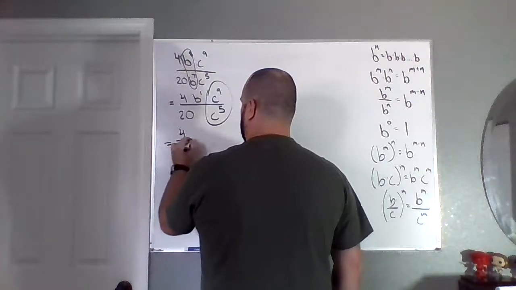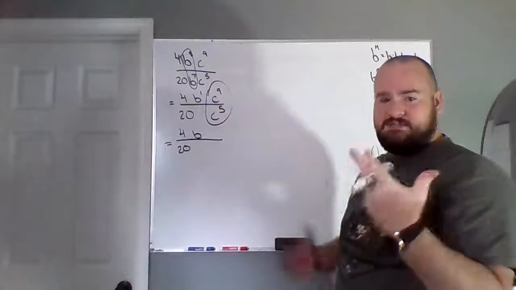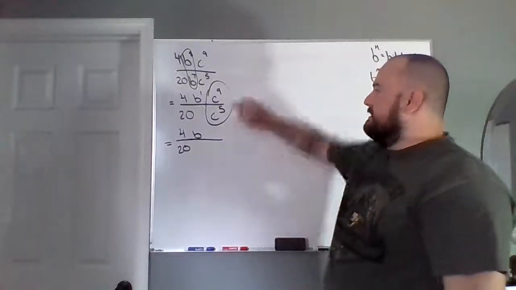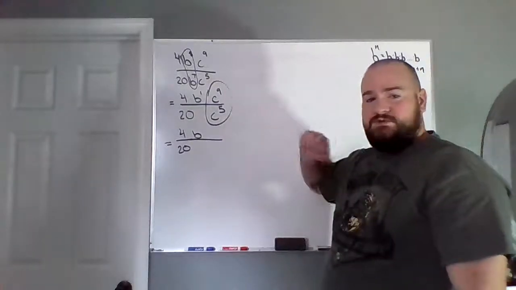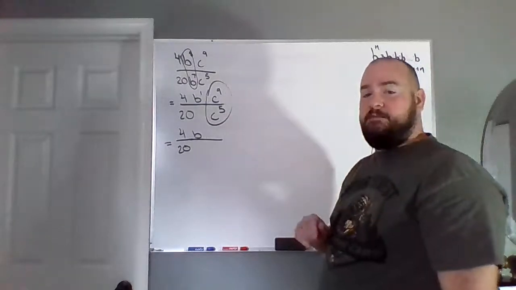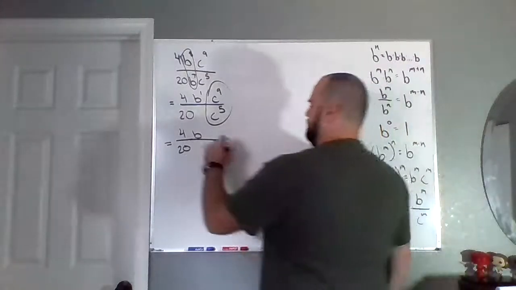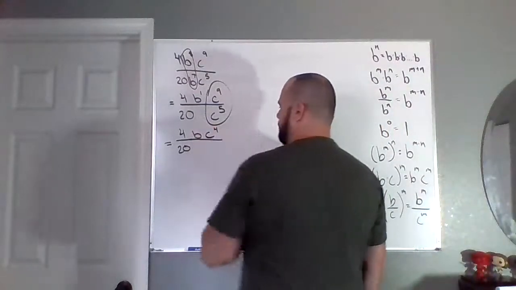4, 20, I've got a b. Again, I don't need to write the power because it's a 1, so it's not a big deal. Again, I want to use that quotient rule, so I take the exponent in my numerator, subtract the exponent from my denominator. So 9 minus 5 gives me 4. So I end up with c to the 4th.